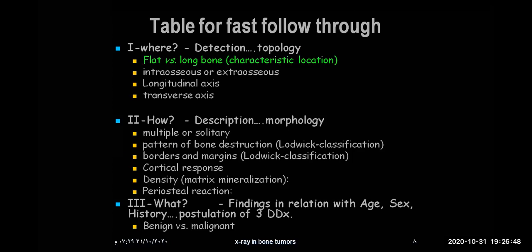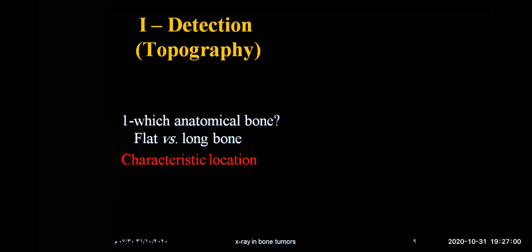To start with, where? Is it a flat bone or a long bone? And we know why. Which anatomical bone? Is it flat or long bone? Because some lesions have a unique position in the skeleton, either flat or long bone. That means the characteristic location.